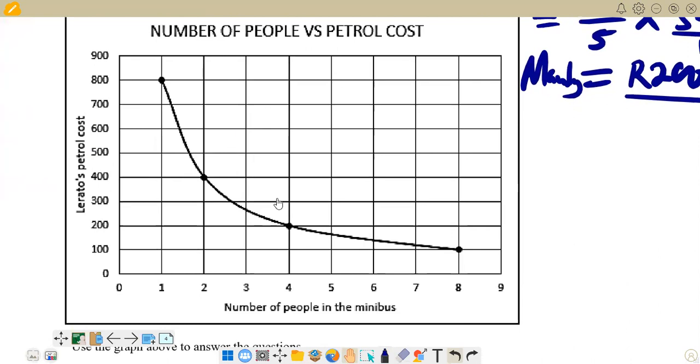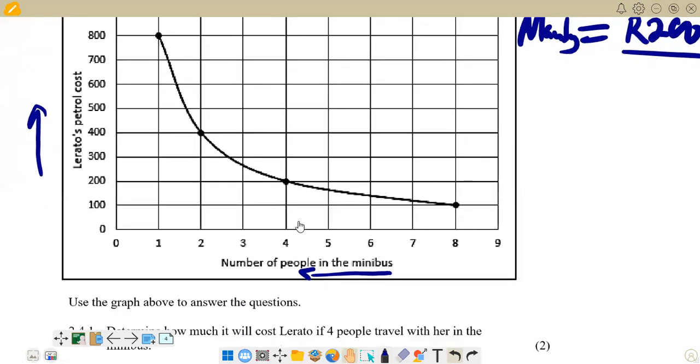And you've got this curve, which is showing us an inverse relationship, whereby as petrol costs are increasing, we are seeing a decrease in the number of people in the minibus. We have a negative relationship. If we move in this direction, if this is an increase, we are going to notice the opposite movement here, which is a decrease. So that explains the negative relationship of that curve. Right. So we go to the questions now.